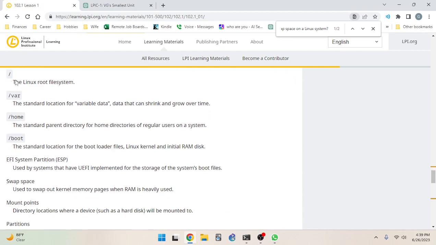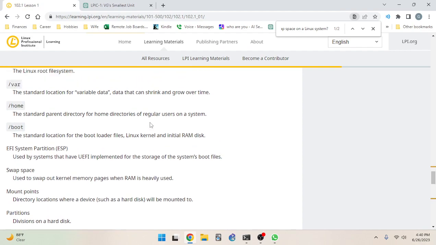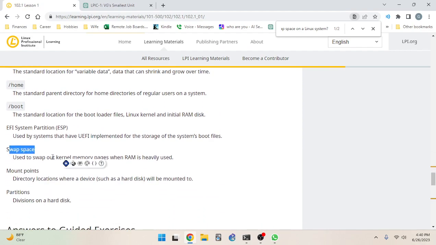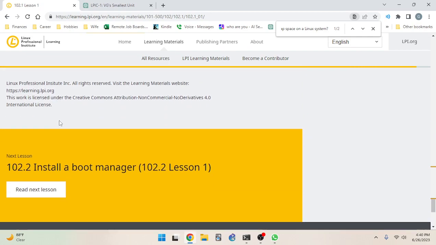So /, the Linux root file system; /var, the standard location for variable data that can shrink and grow over time; /home, the standard parent directory for home directories of regular users on a system; /boot, the standard location for the bootloader files, Linux kernel, and initial RAM disk; the ESP, which is the EFI system partition, used by systems that have UEFI implemented for the storage of the system's boot files; swap space, used to swap out kernel memory pages when RAM is heavily used; mount points, directory locations where a device such as a hard disk will be mounted to; partitions, which are divisions on a disk. And we already went through the answers, so that's it.